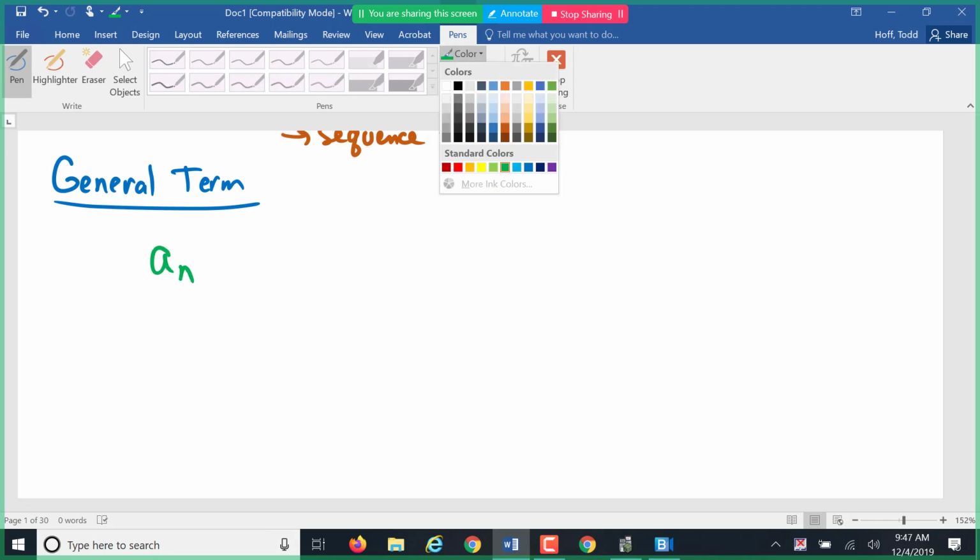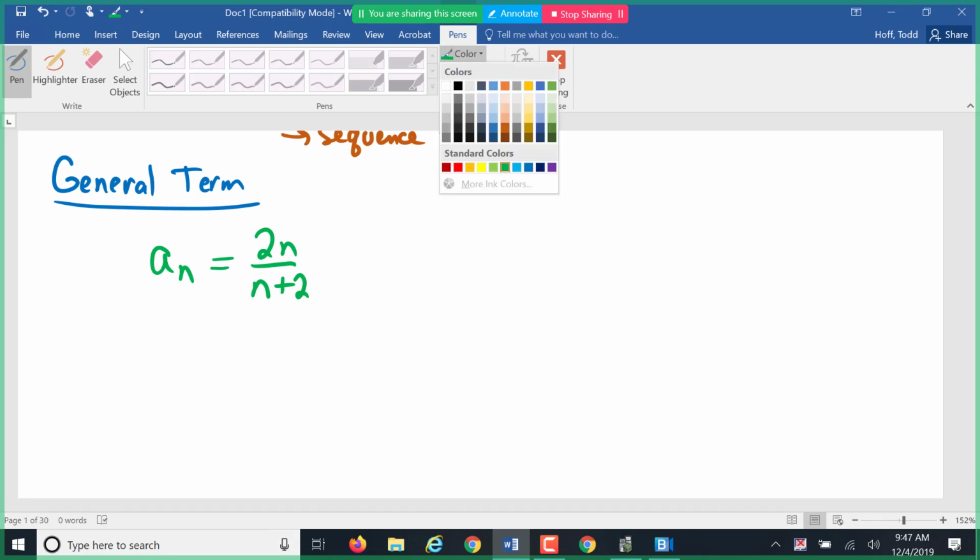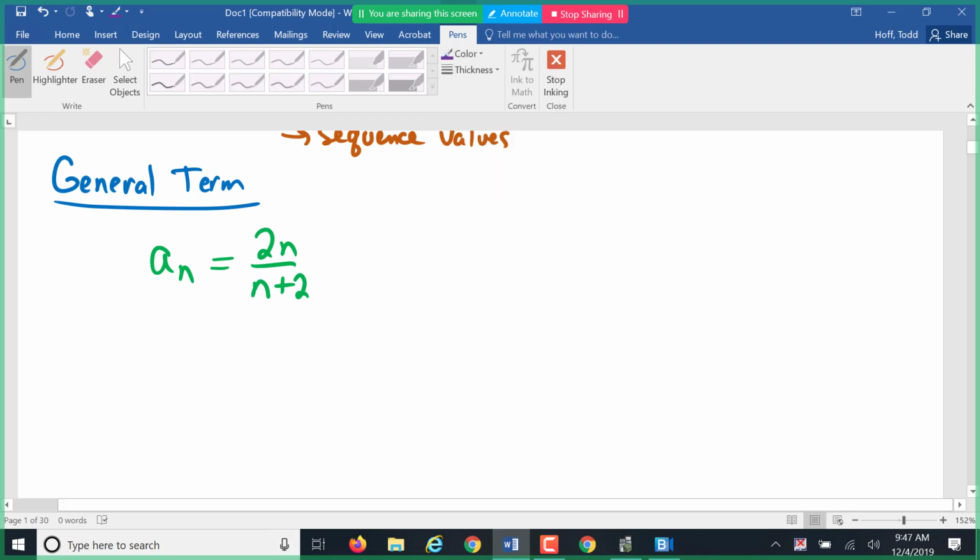So a_n, that is just saying basically f of n, the nth value, for x equals n, the domain equals n. What is the range value? a_n is the range value for the domain value of n. Where the formula, let's say it's given as 2n over n plus 2. So that's saying that the nth term has a value of 2n over n plus 2.